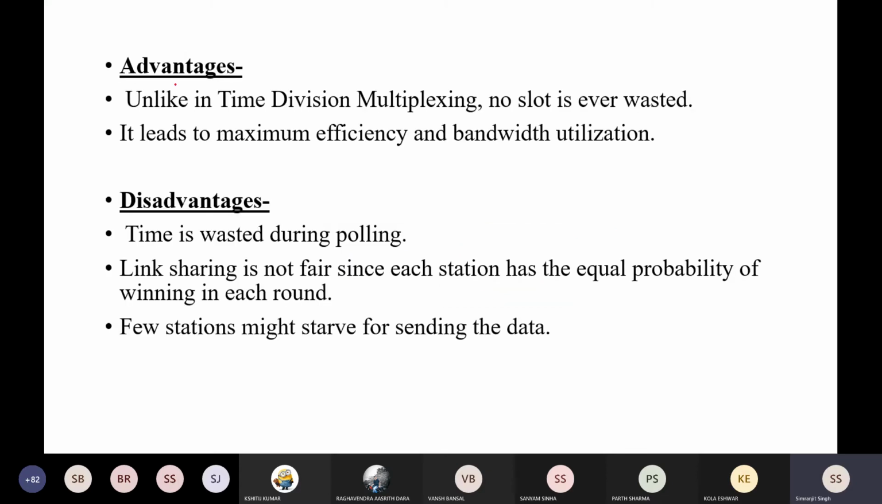Okay, so now there are certain advantages and certain disadvantages. The advantage you already know: unlike in time division multiplexing, no slot is ever wasted. That is one concern. It leads to maximum efficiency. Right now it leads to maximum efficiency, but it has more disadvantages than advantages. First, time is wasted during polling. Because we have to run the polling algorithm, a certain amount of time is taken to find out which particular station wants to transmit.